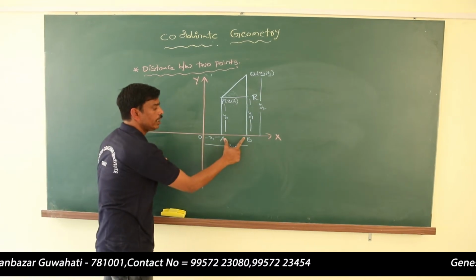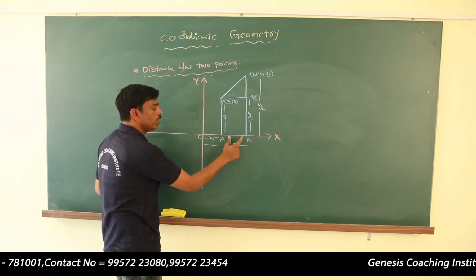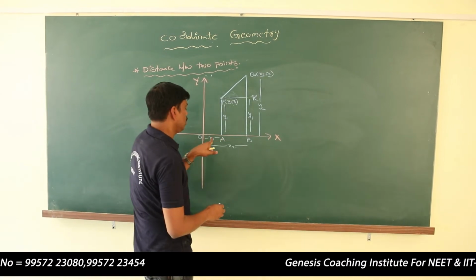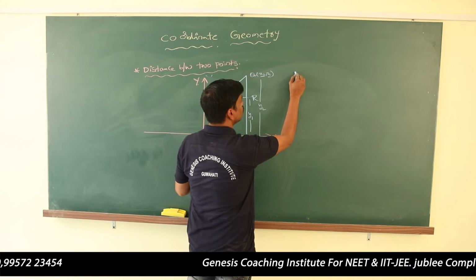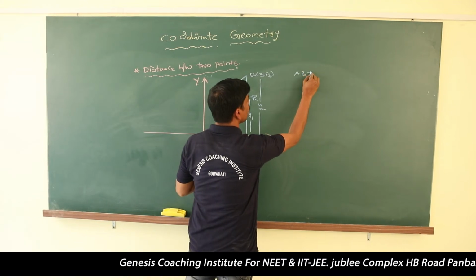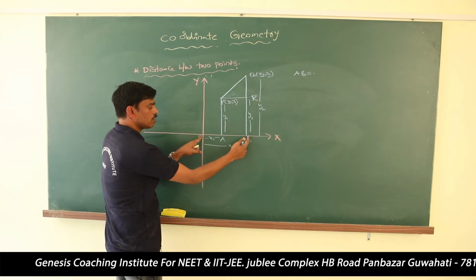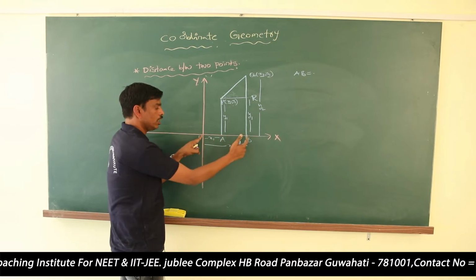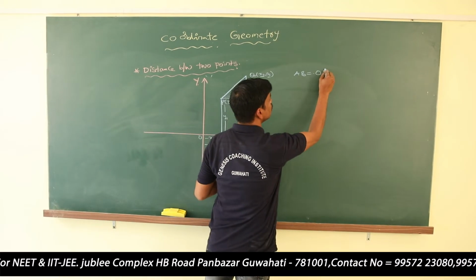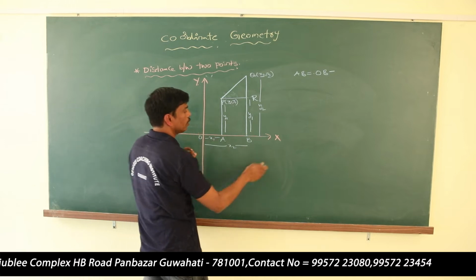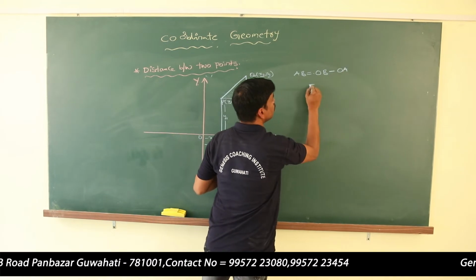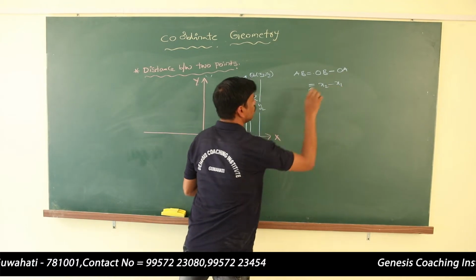Now I want the AB distance. How can we find the AB distance here? See here, AB equals the total distance minus OA distance. Total distance means OB, minus OA. So that is equal to x2 minus x1, right?